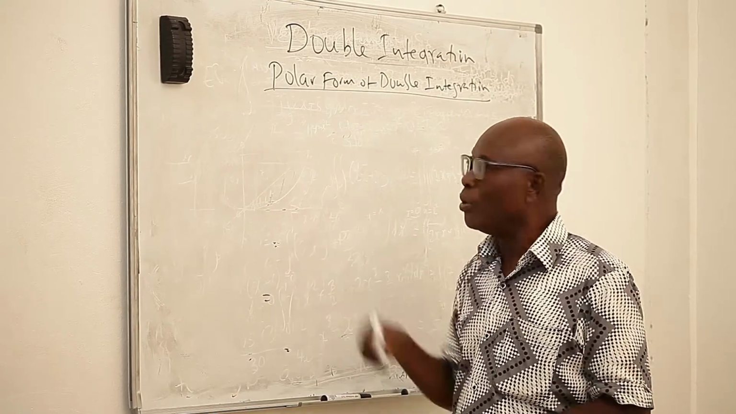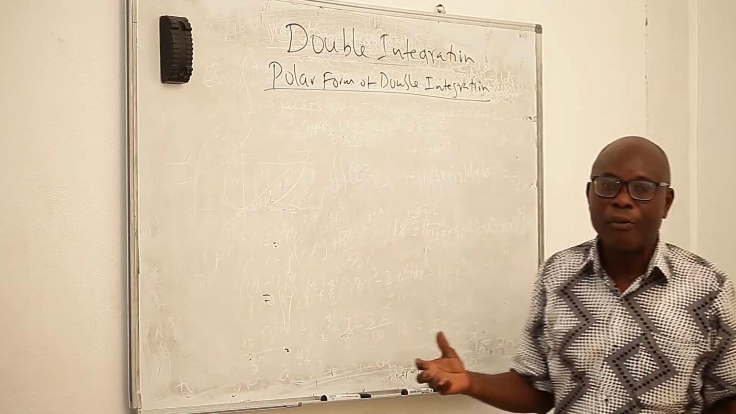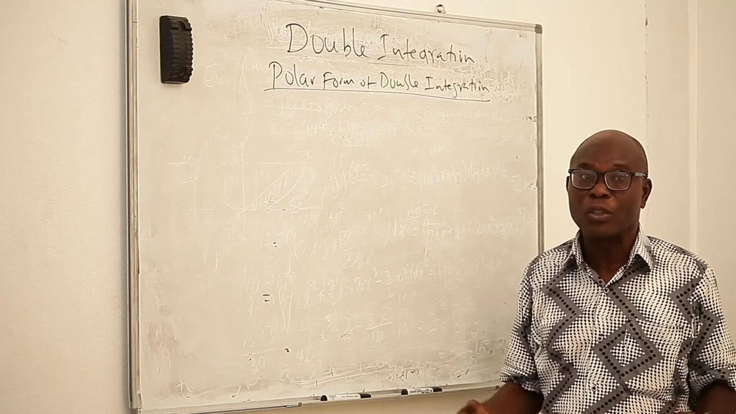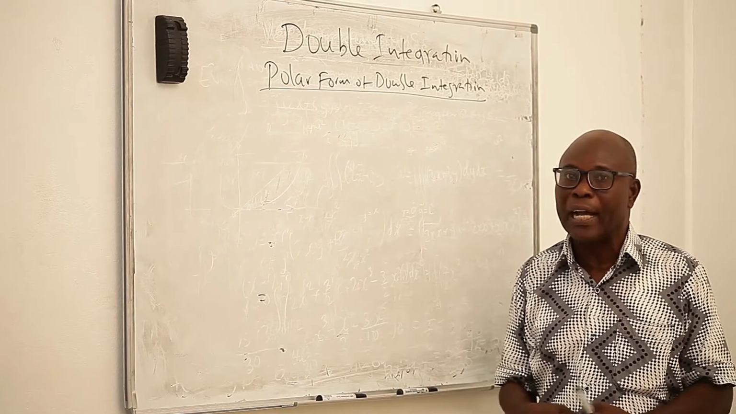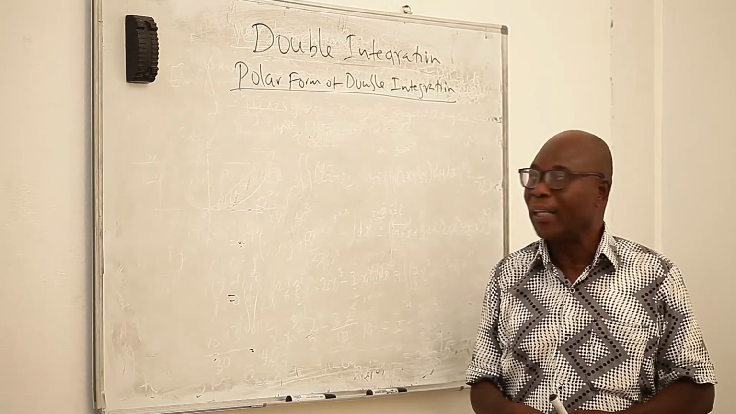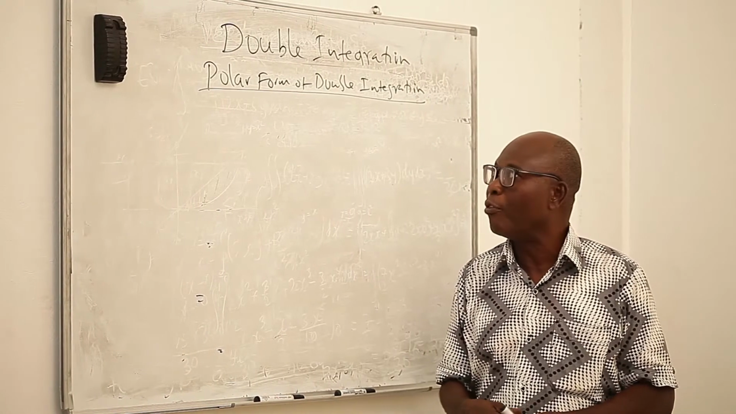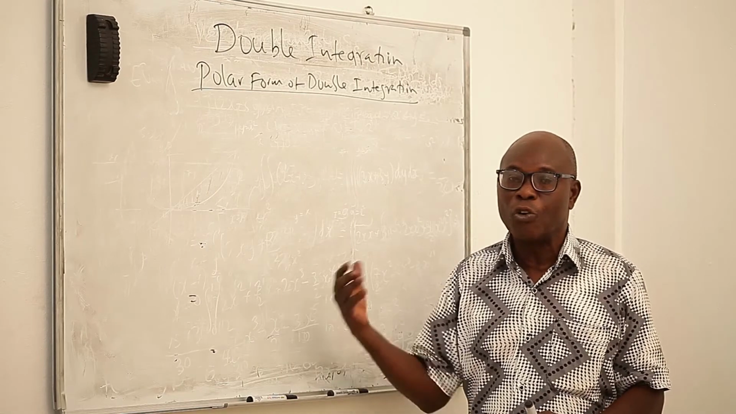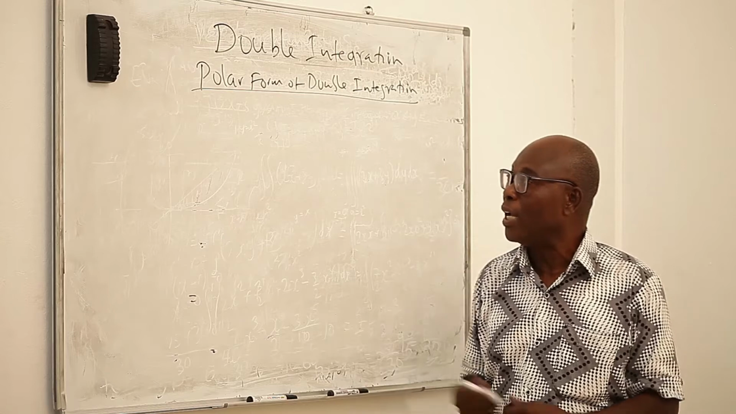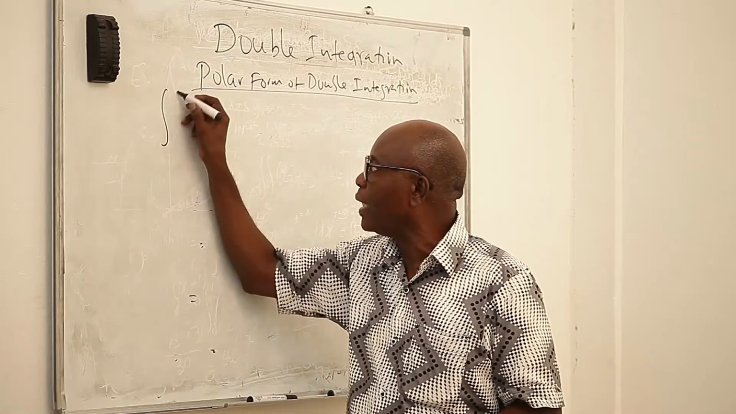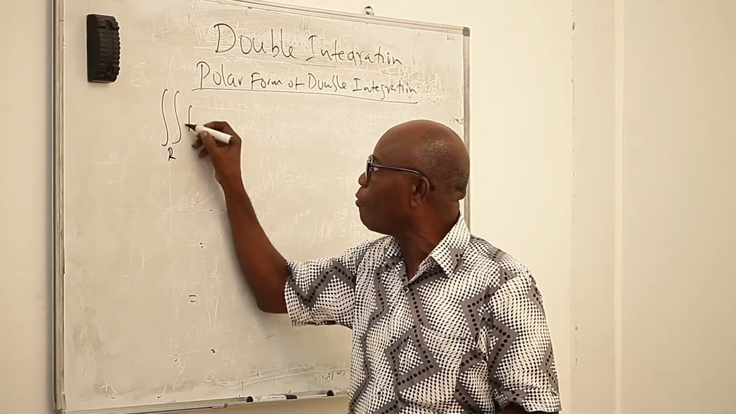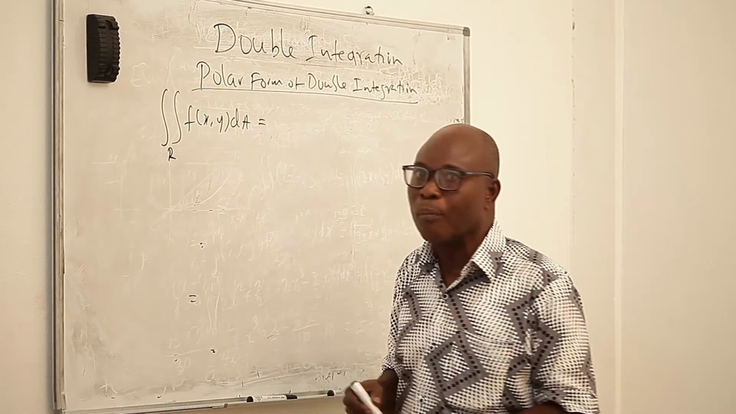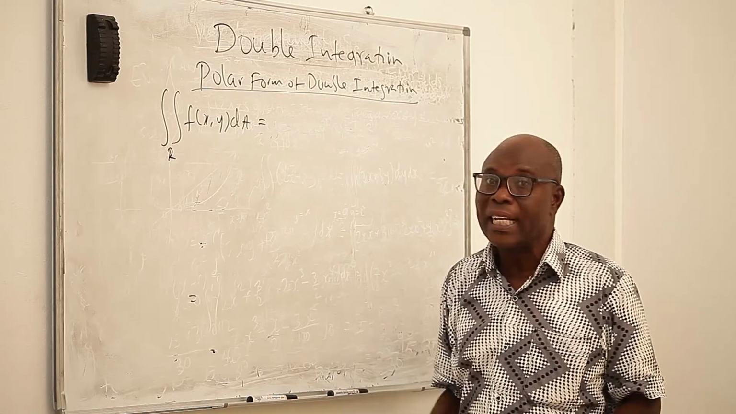When the region of integration is circular, it becomes very difficult working in the rectangular or non-rectangular format, so we use the polar form. It makes integration very easy when you convert into polar form. And so the double integral of f(x, y) dA over R can be put in polar form.